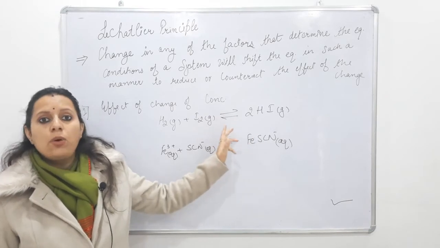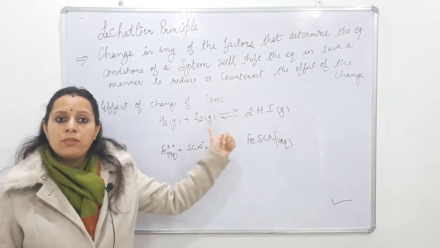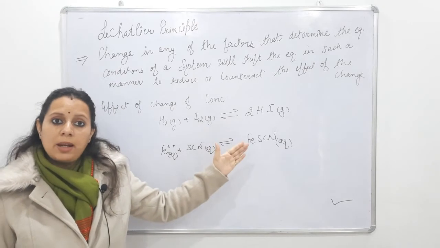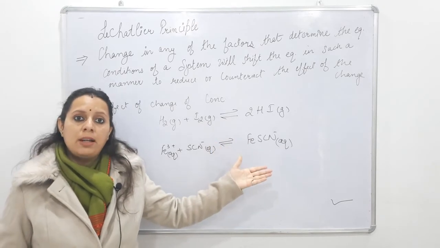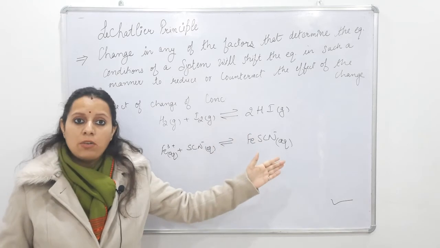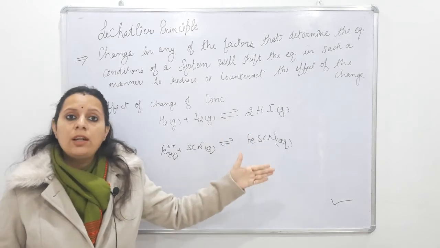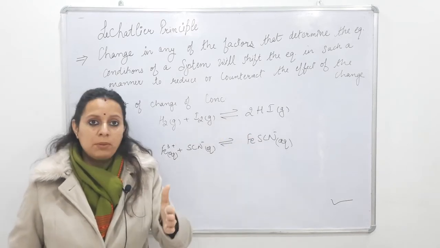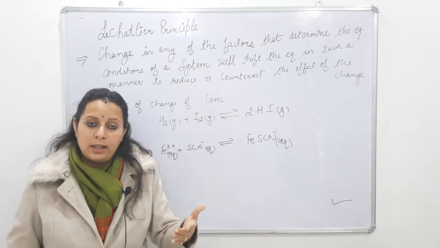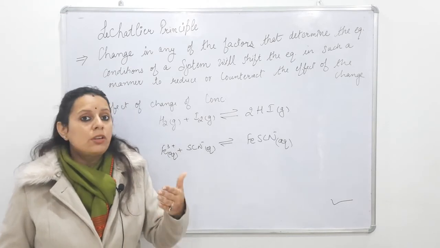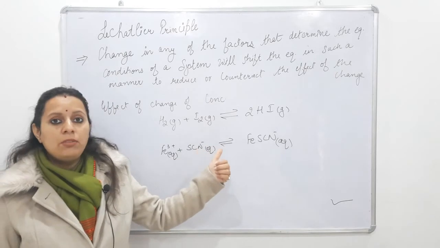It will either go in the forward direction or in the backward direction, and after some time equilibrium will be attained back. So that change of forward and backward reaction is actually happening so that the equilibrium is again attained. For that we will study Le Chatelier's principle.